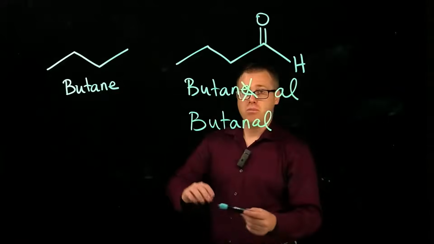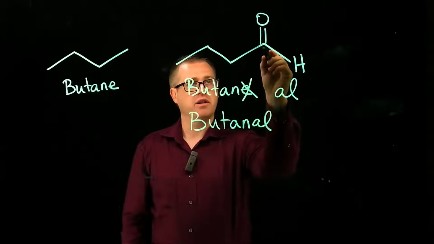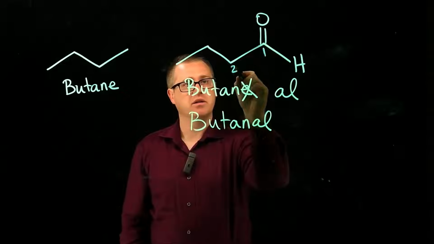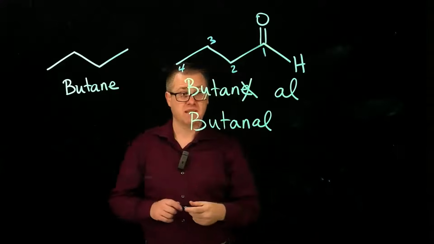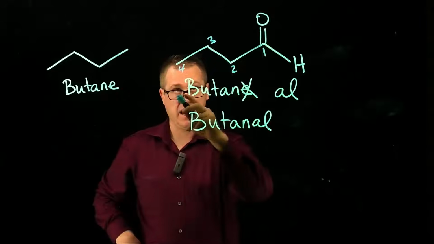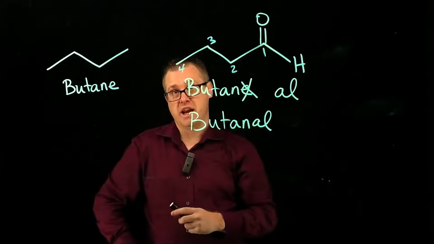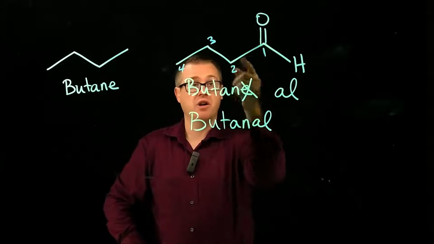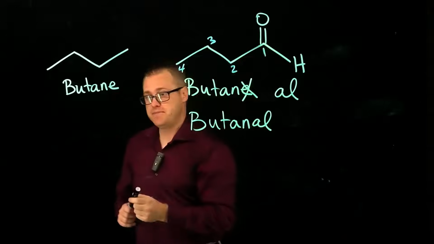Now, when you number an aldehyde, you always start with the carbonyl carbon. 1, 2, 3, 4. That's how you would number the substituents. That's how you would name the parent chain. But in this example right here, we don't have any side chains or substituents coming off of carbons 2, 3, or 4. So the name is just butanal.